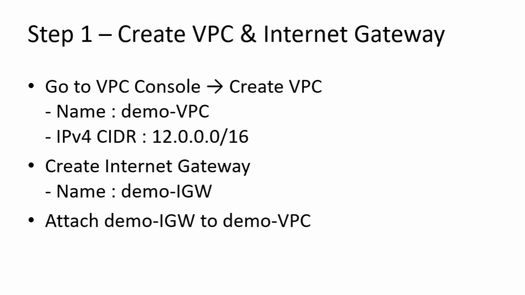Next, we create an internet gateway. This acts like the main road connecting our private neighborhood to the internet, allowing our instances to send and receive traffic safely. Finally, we attach the internet gateway to our VPC, linking our secure network to the outside world. With this foundation in place, we're ready to build subnets, launch instances, and manage them efficiently using Systems Manager.